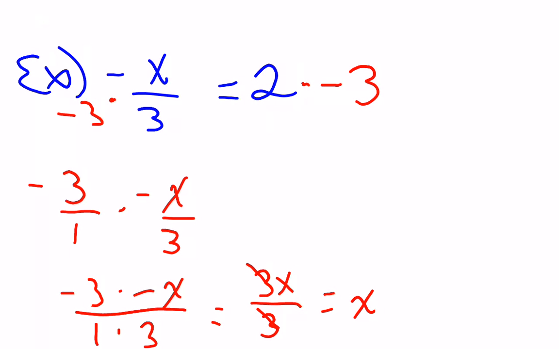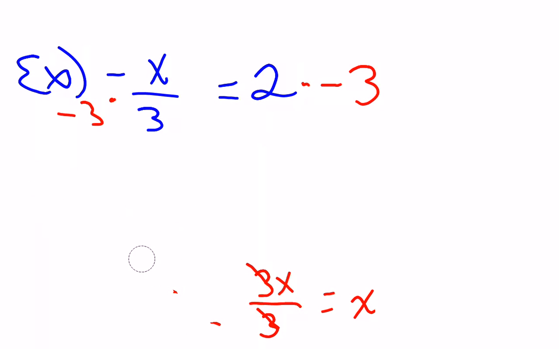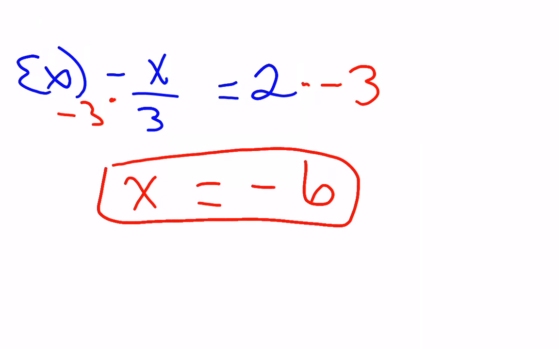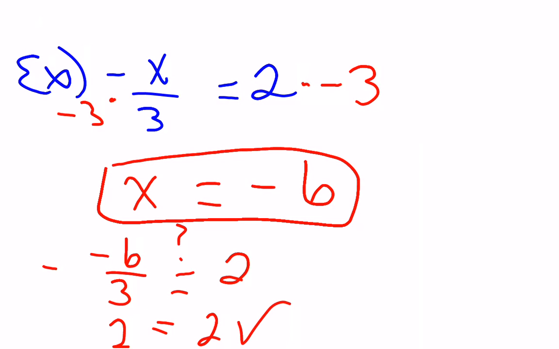All right, so let's continue our voyage on this problem to figure out what x is equal to. Multiplied by negative 3, so we have x here, and then on the other side, 2 times a negative 3 is a negative 6. And again, we can check our answer. We have negative, and then x is negative 6 divided by 3. We're seeing if that indeed is equal to 2. Double negatives become positive. 6 divided by 3 is 2. We get 2 equals 2. We're good.